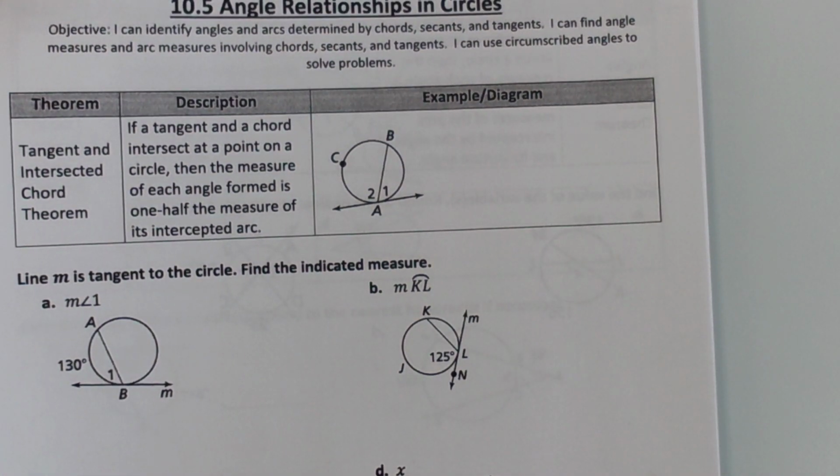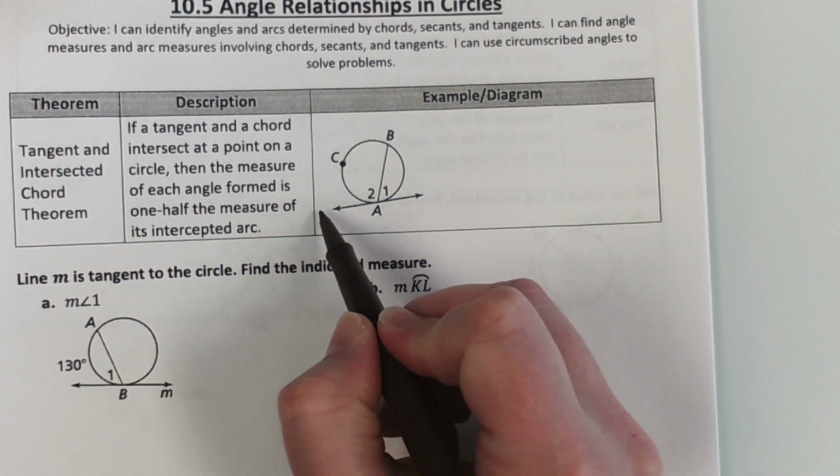10.5 starts on page 15 of your notes packet. The first theorem we're introducing today is the tangent and intersected chord theorem. It states that if a tangent and a chord intersect at a point on the circle, what's a tangent? A line that intersects a circle at only one point, so this is our tangent.